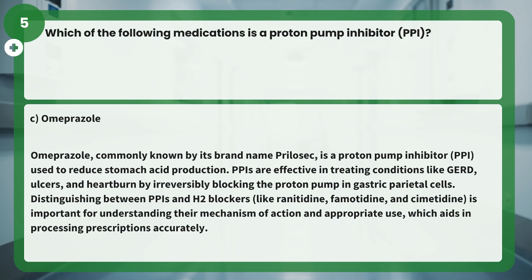PPIs are effective in treating conditions like GERD, ulcers, and heartburn by irreversibly blocking the proton pump in gastric parietal cells. Distinguishing between PPIs and H2 blockers, like ranitidine, famotidine, and cimetidine, is important for understanding their mechanism of action and appropriate use, which aids in processing prescriptions accurately.